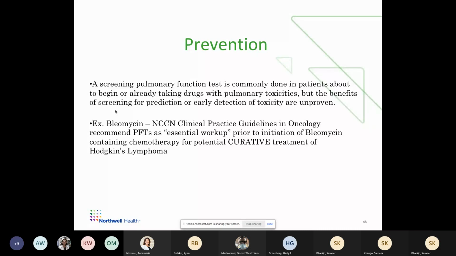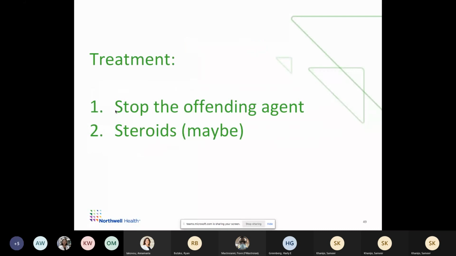Even though in the pulmonary literature it has not been shown to be beneficial, because the truth is we don't know, it is in the NCCN clinical guidelines, and so something that will not stop. The treatment for this disease is pretty easy. If you can figure it out, stop the medication, and if they're not getting better with that alone, you give them steroids.